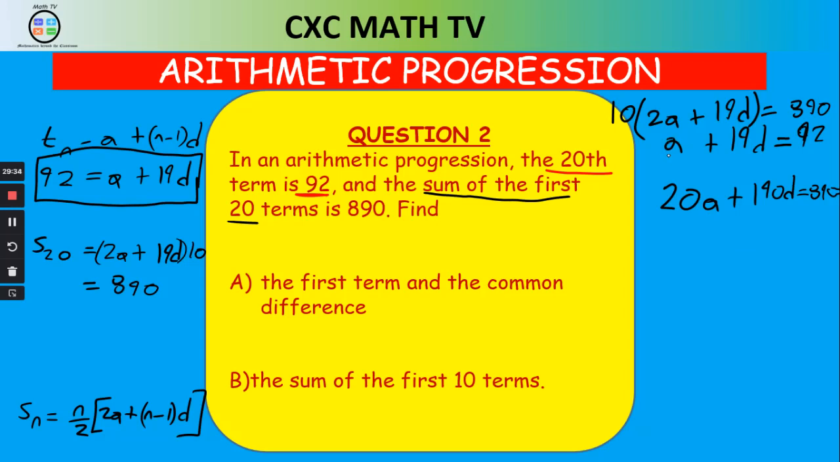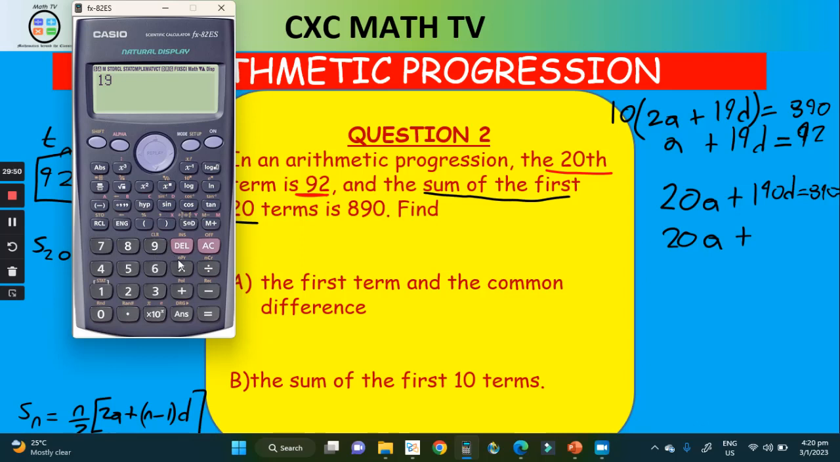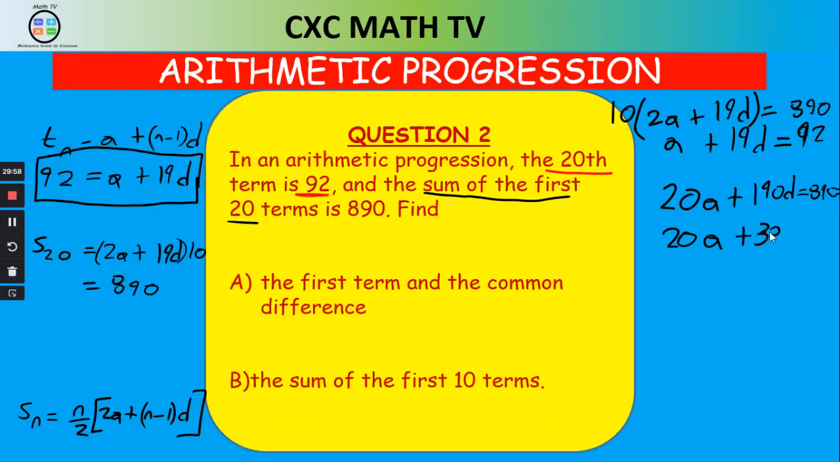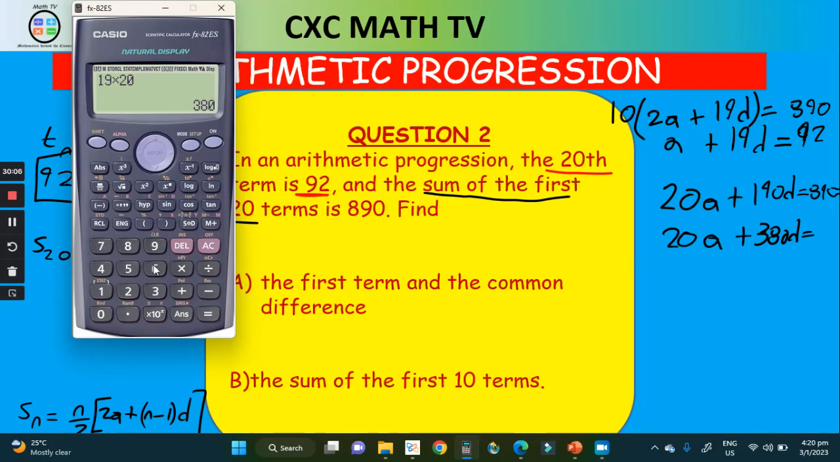And now if you multiply the second equation by 20, you have 20a plus 20 times 19. Why did I do it that way? Maybe I should have divided through, but I already started this way. So 19 times 20 is 380, so this is now plus 380 is equal to 92 times 20, 1840.